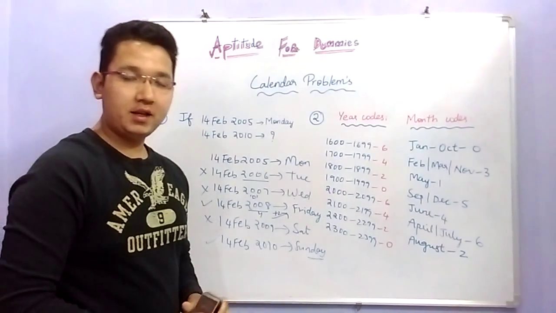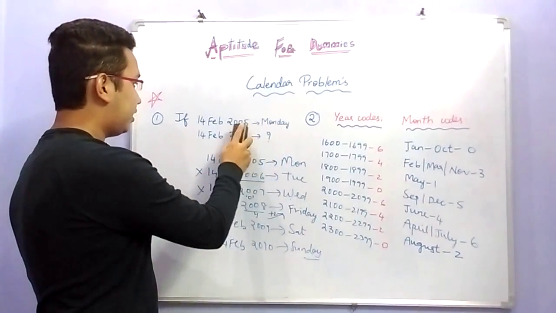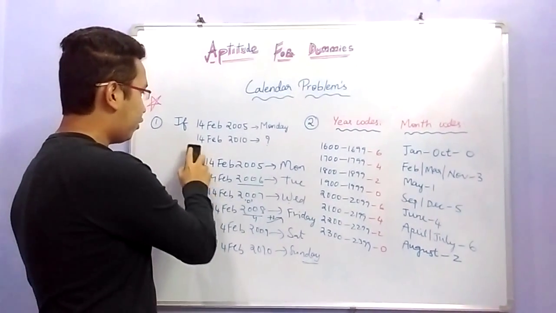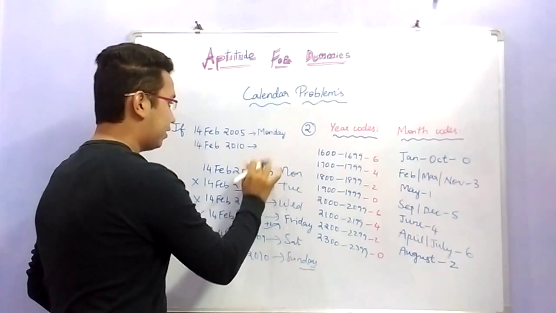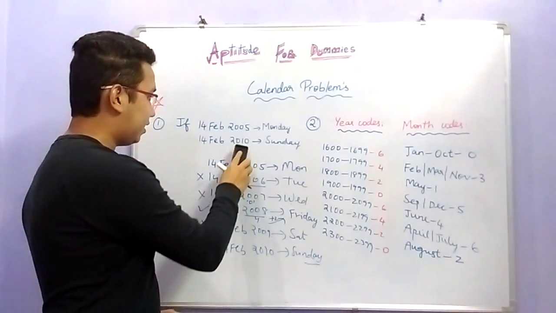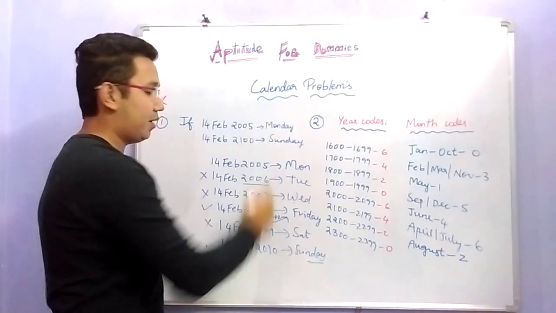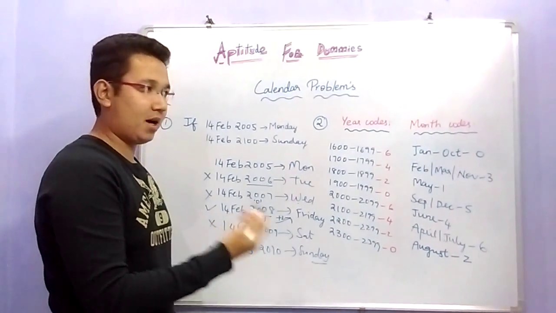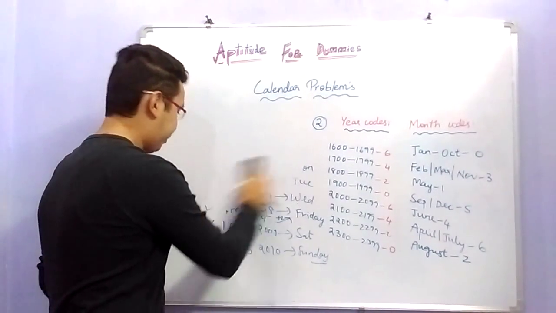So in this model, we are using this formula because it is asked that 14 February 2005 was on Monday and 14 February 2010, which we have just solved, to be on Sunday. But what if they asked us when would 14th February 2100 be? Would we use the same technique? No friends, we must use some other method which I am going to teach you now. Let me wipe out this.